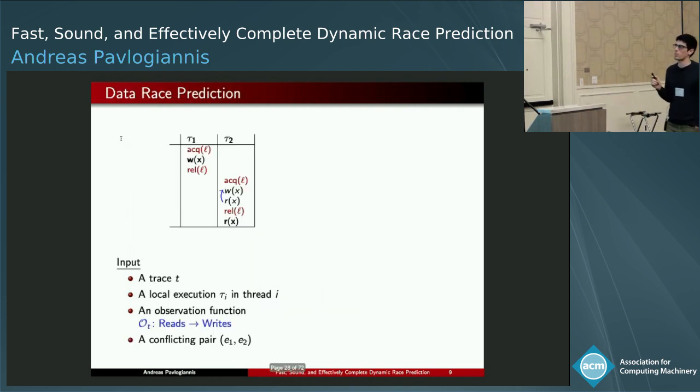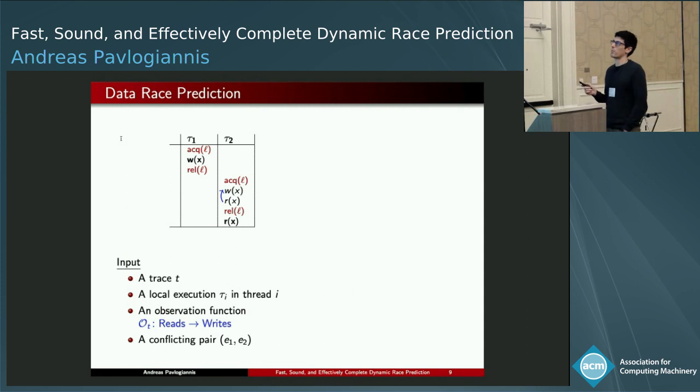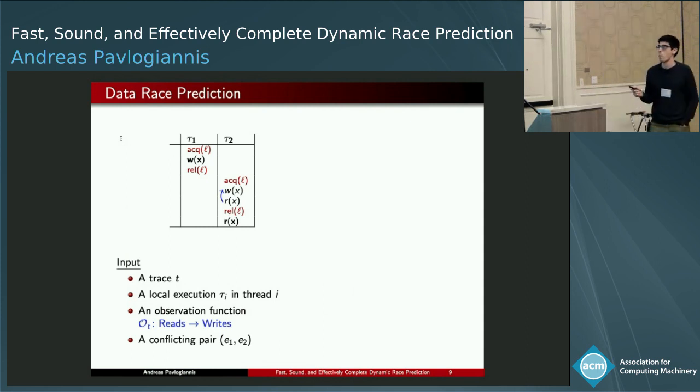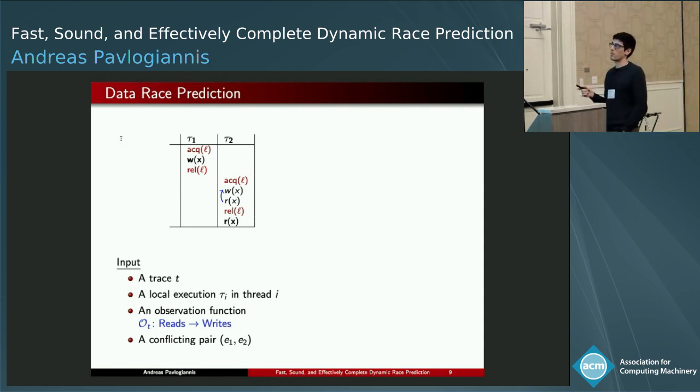So to be a bit more concrete, let me make my problem statement clear. The input to the data race prediction problem is a concurrent trace. It consists of a number of threads. They communicate over shared memory, so they can either write to it or read from it. And they synchronize over locks. For simplicity, I'm going to assume that the number of threads and the number of memory locations is constant.